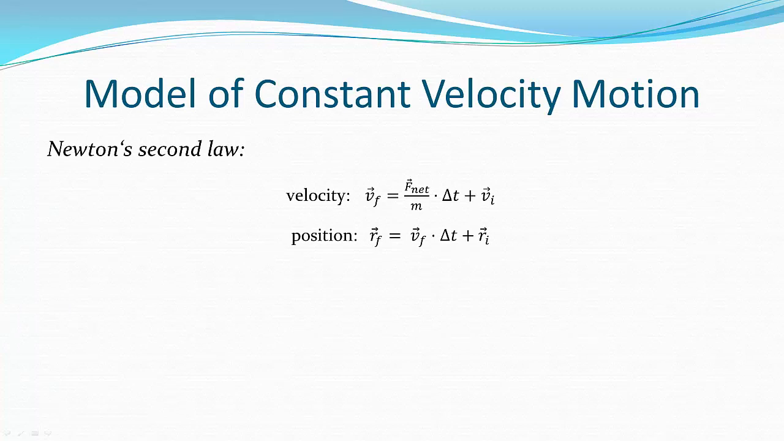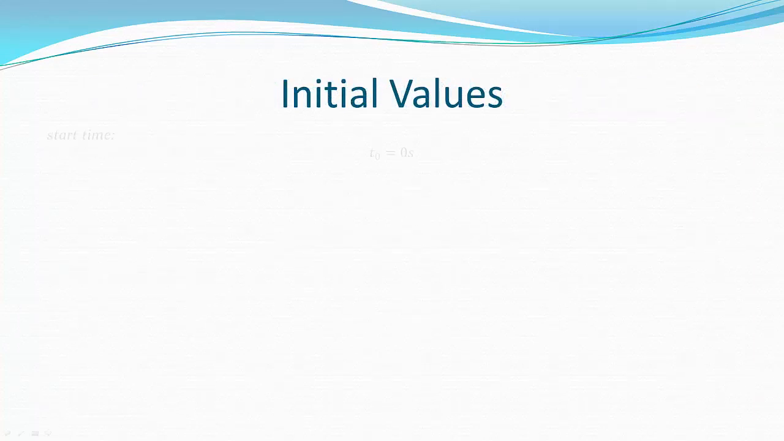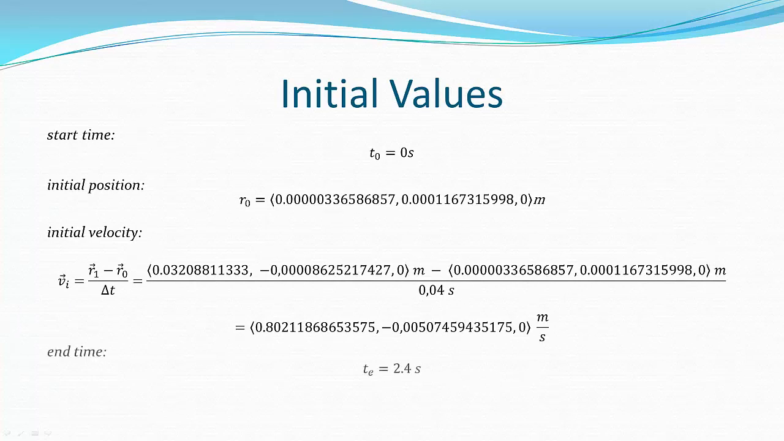In general, it's important that the time steps are small, so the net force and the velocity don't change much. But for this model, a constant velocity is assumed, so the net force must be zero anyway, and it does not matter in this case. The model also requires some initial values from the experiment data, like the start time, initial position, initial velocity, and the length of the experiment. The initial velocity can be calculated with the first two ball positions and the time that elapsed between them.